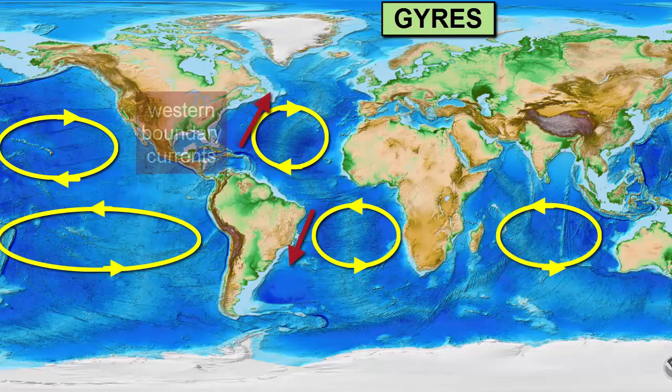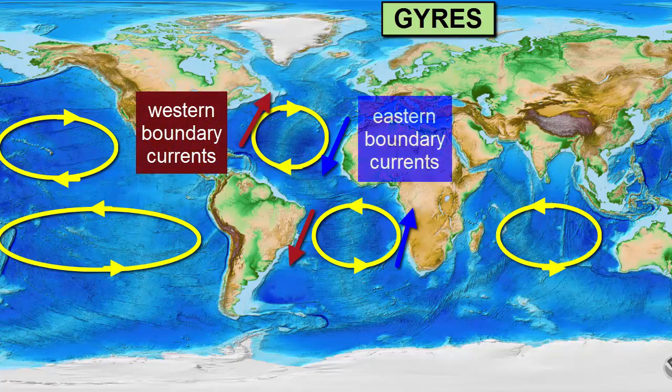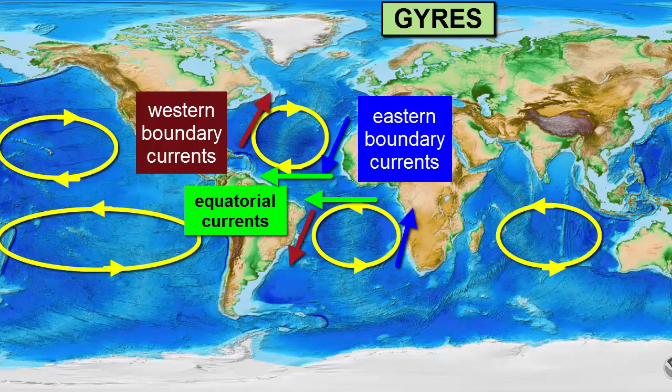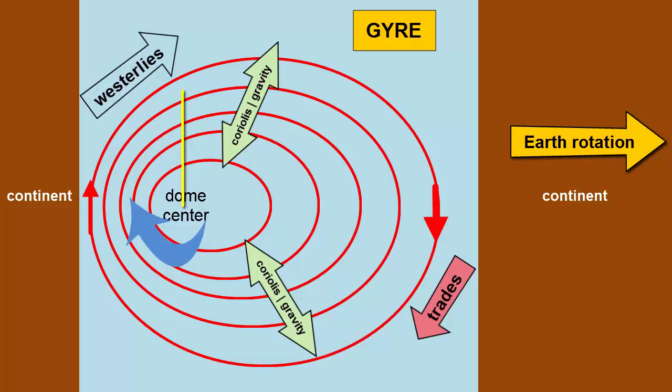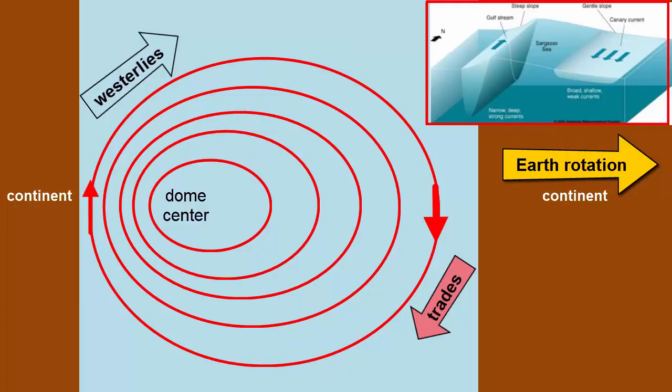Looking more closely at how water moves around these gyres, we call the current that moves poleward along the western boundary of the ocean a western boundary current. The one that runs equatorward along the eastern boundary is called an eastern boundary current. The one that runs westward along the equator is called an equatorial current. The one that runs eastward along the top is called a transverse current. Close inspection of the shape of the domes shows that the width through which the currents move is much tighter on the west than on the east.